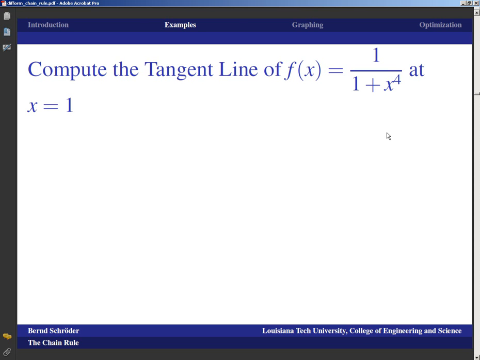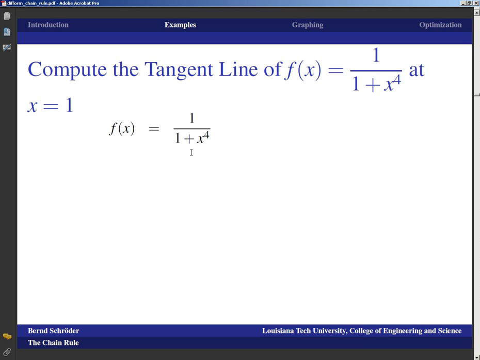We can now use the chain rule to compute all sorts of things that we couldn't compute before. For example, we can compute the tangent line of the function f of x equals 1 over 1 plus x to the fourth at x equals 1. Yes, you could use the quotient rule here, and if you do that correctly, I don't think anybody could say you've done anything wrong. But using the quotient rule is frowned upon a little bit by some mathematicians because, well, you have a derivative of 0 and all that.